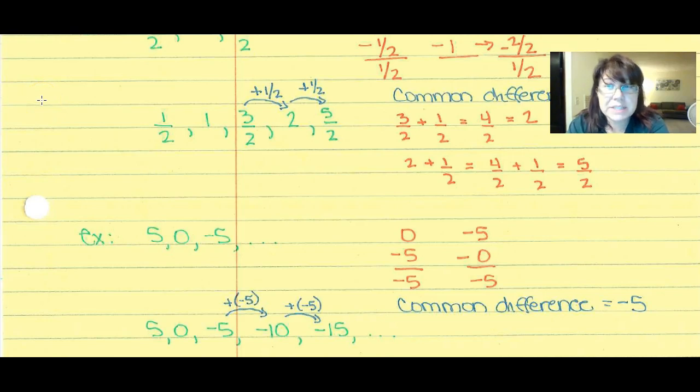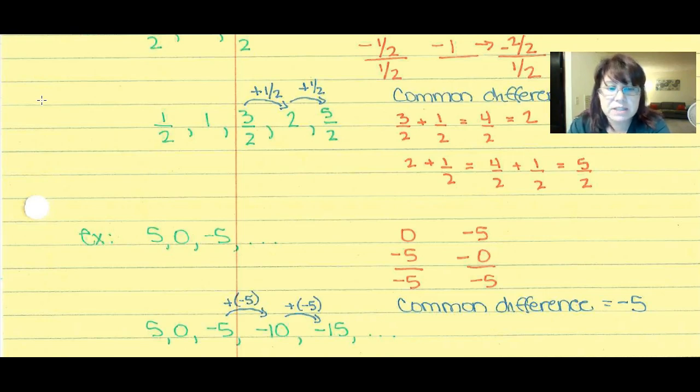When you see a series and it is descending, it is going smaller and smaller, or it goes from positive to negative, then we must be subtracting something. That's the only way to get from a big number to a small number with an arithmetic sequence: to subtract.